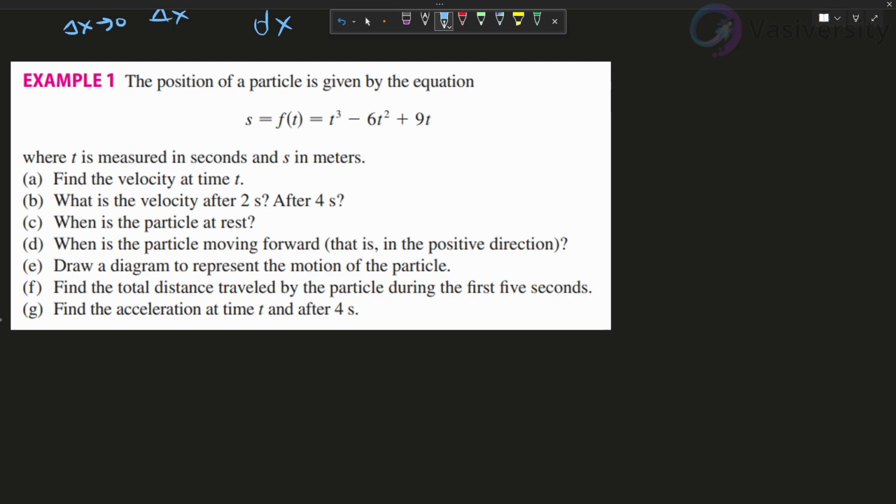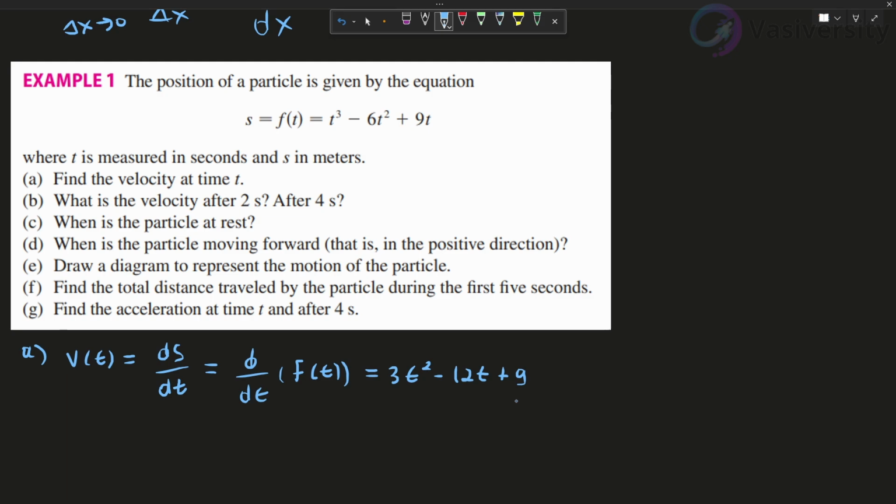Well, we know the velocity is position over time, but we want to find it at any moment of time. So velocity, v of t, is actually going to be ds over dt. So it's going to be the derivative of the position, which is, to be more exact, d dt of f of t. By using the power rule, we will get 3t squared minus 12t plus 9.